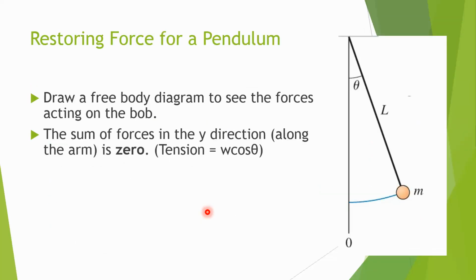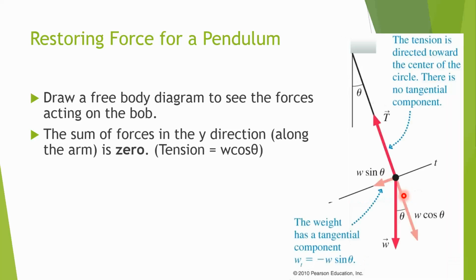For a pendulum, getting the restoring force is a little bit more complicated. We're going to do a free body diagram to see the forces that act on the bob. And so here's our free body diagram. If this is our bob, we have a force of tension and we have a force of gravity. In this picture, it's labeled W for weight. So those are my two forces.